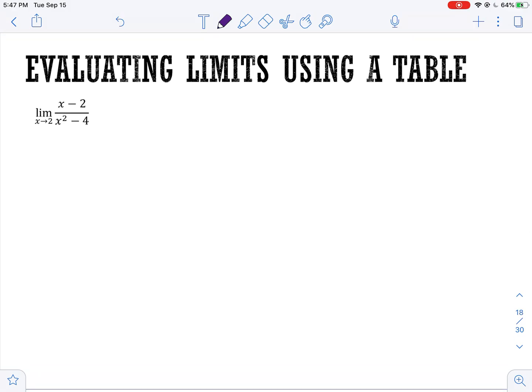Evaluating limits using a table. Again, your first step on any limit problem is trying to plug it in. If I try to plug in 2, I would get 2 minus 2 over 2 squared minus 4, which ends up with 0 over 0. That's sad. That's called an indeterminate form. That means the limit might still exist, so the height of the graph might be approaching a given number, but I can't tell right now just algebraically.